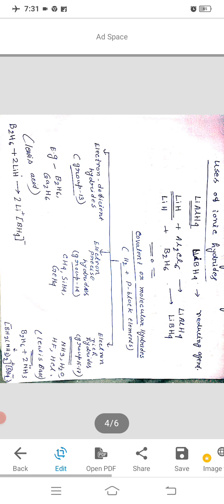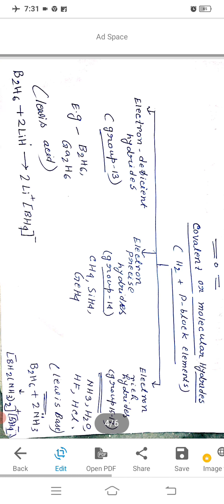Okay. This is uses of ionic hydride. Now covalent or molecular hydrides. Very important, covalent or molecular hydride.